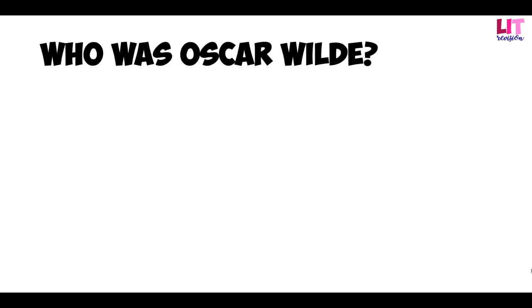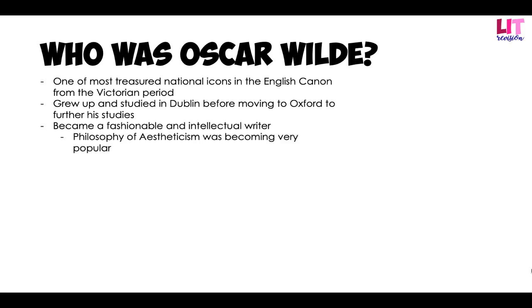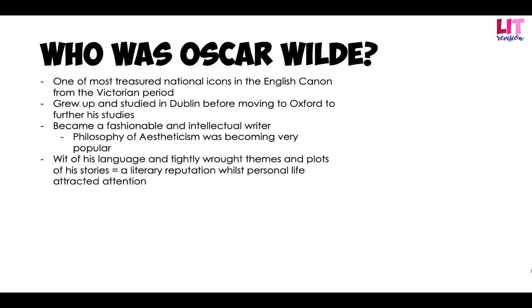Oscar Wilde is one of the most treasured national icons in the English canon from the Victorian period. He grew up and studied in Dublin before moving to Oxford to further his studies. He soon became a fashionable and intellectual writer. He was quite involved in the London scene at a time when the philosophy of aestheticism was becoming very popular. The wit of his language and tightly wrought themes and plots of his stories gained him a literary reputation, whilst his personal life also attracted attention.